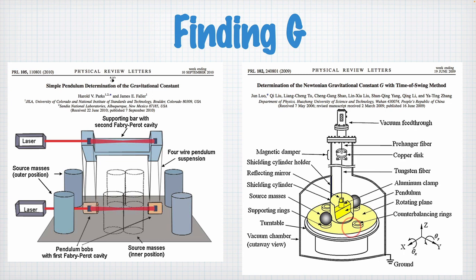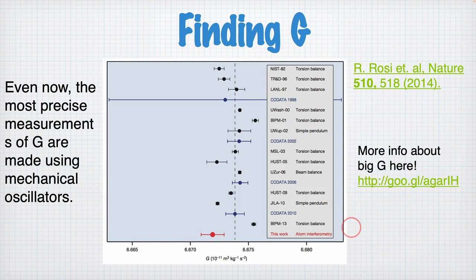So by measuring the frequency, the period of these different pendulums, you can hope to measure the value of big G. How well are we doing? Well, this is sort of where we're at the moment.